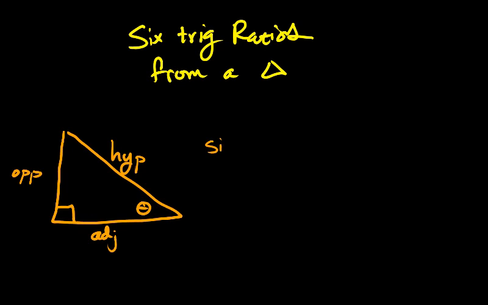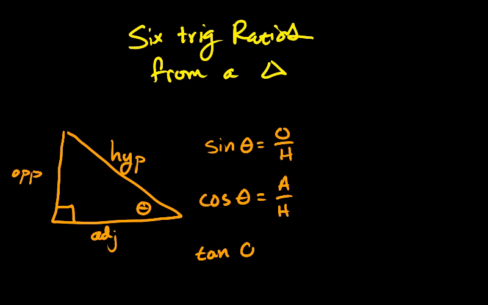And so you have six trig functions. You have the sine of theta, which is the opposite over the hypotenuse. You have the cosine of theta, which is the adjacent over the hypotenuse. And you have the tangent of theta, which is the opposite over the adjacent.